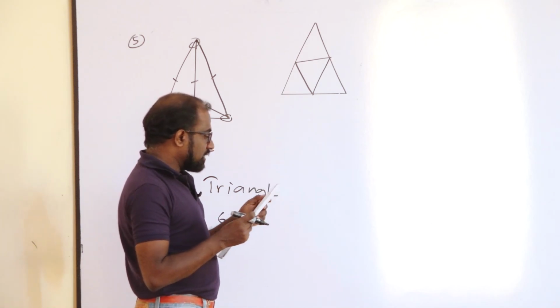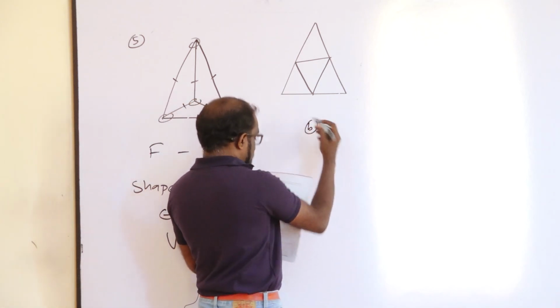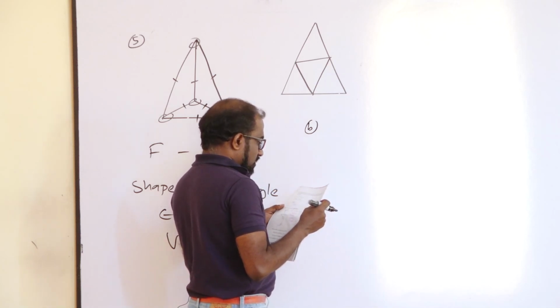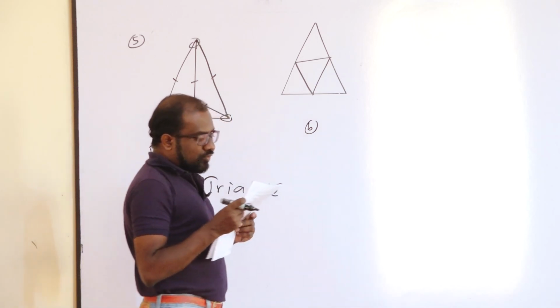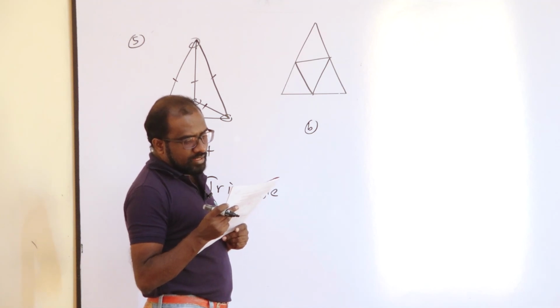Then part B. The length, breadth and height of a cuboid are 12, 8 and 4.